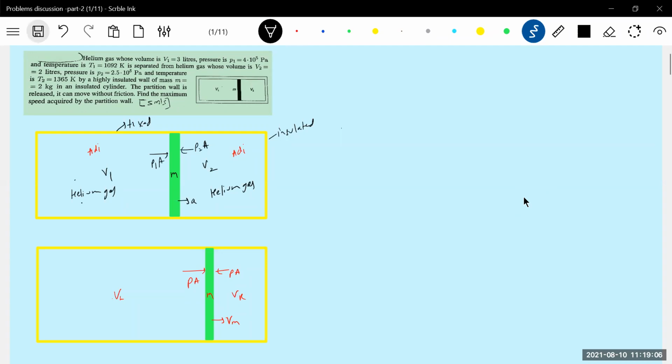Can we apply any energy equation here? Who does work? If you want to go for the work-energy theorem, which is universally applicable at all places: initial kinetic energy plus work done by the gas in the left part plus work done by the gas in the right part equals final kinetic energy. Initial kinetic energy is 0. Work done by the gas in the left part should be equal to minus delta U, because it is an adiabatic process. Work done by the gas it is.